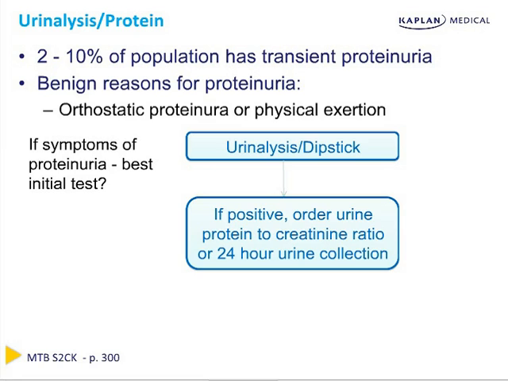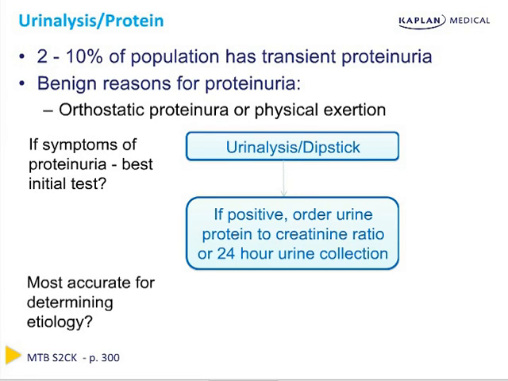Also, the numeric value of the protein to creatinine ratio correlates with the grams of protein that would be found if a 24-hour urine sample had been collected. For example, a ratio of 2.5 protein to creatinine correlates to 2.5 grams of protein lost in 24 hours.